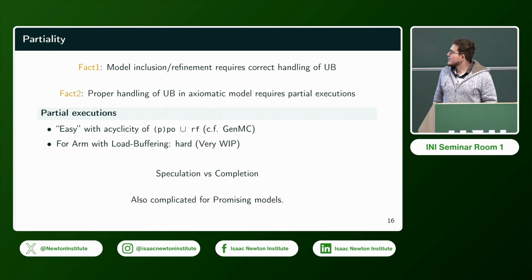And it's also complicated for promising models to handle undefined behavior properly. For operational models, it's quite easy because you do your operational model, and if one instruction that is not speculative hits an error, then that's an error, period. But porting that notion back to the other kind of models is a bit complicated. I have a plan to fix up promising, but it is very much work in progress too.